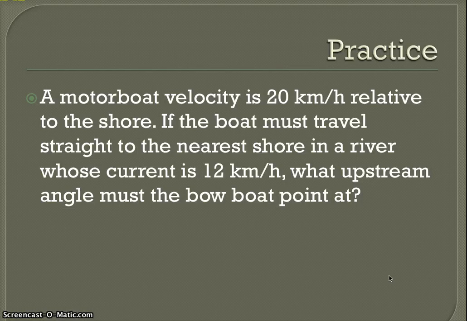Using the same direction as the boat example given previously, going north is from point A to point B, and that's where you want to get to, directly across. What upstream angle must the bow of the boat point at? So go ahead and practice that and see if you're able to get an answer. Go ahead and pause and see if you can solve it, and do your best.